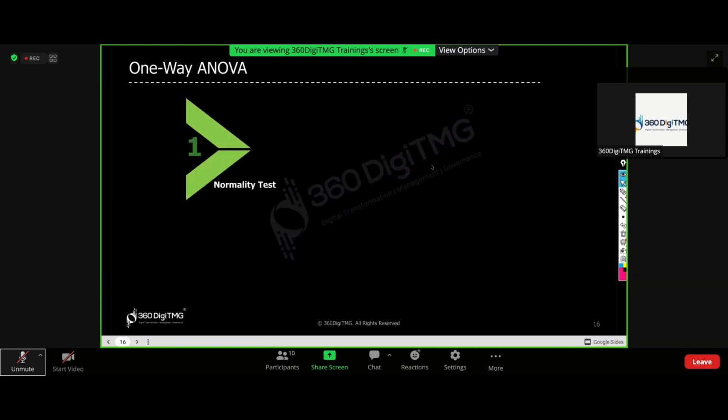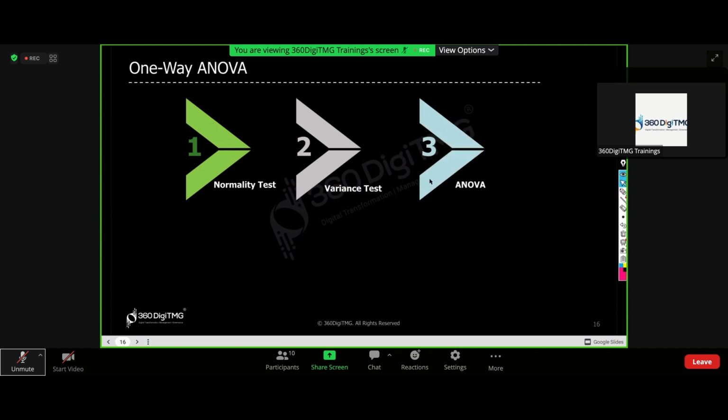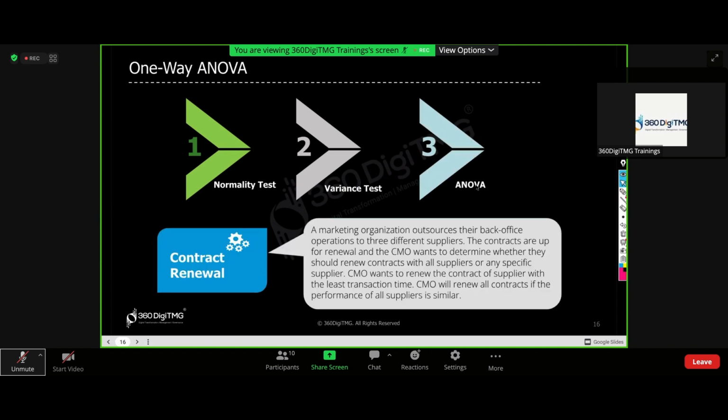Then you have one way ANOVA. Now ANOVA stands for analysis of variance. Here you have a business problem, contract renewal. A marketing organization outsourced their back office operation through 3 different suppliers. The contracts are up for renewal and the CMO, Chief Marketing Officer, wants to determine whether they should renew contracts with all suppliers or any specific supplier.